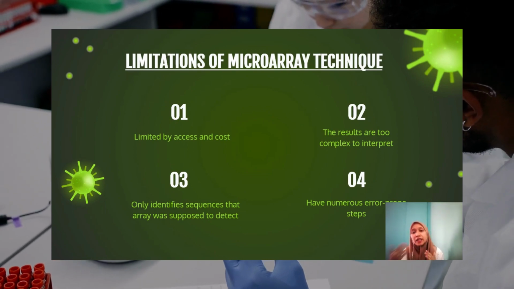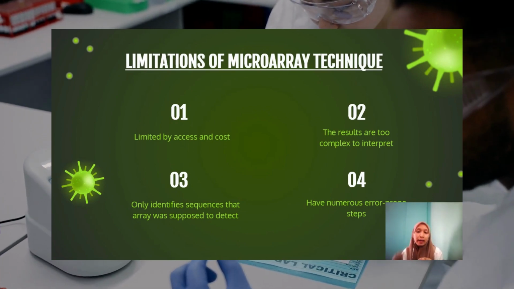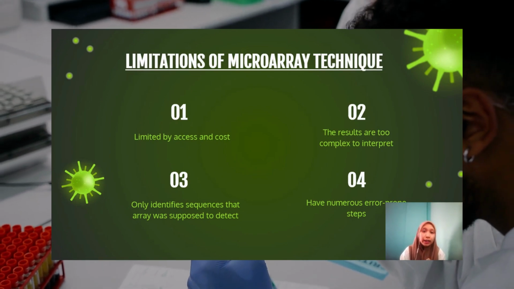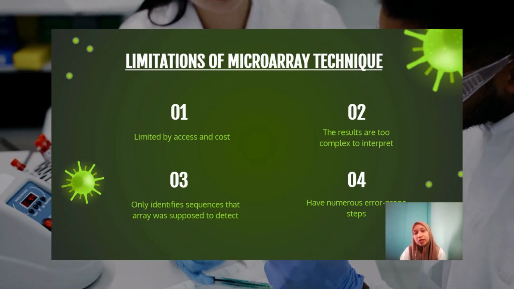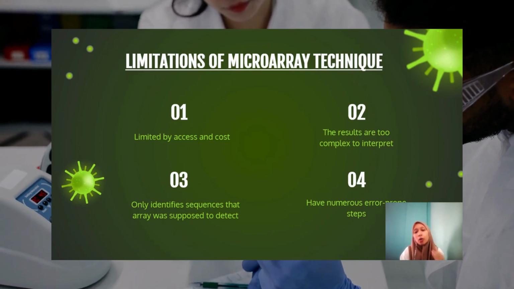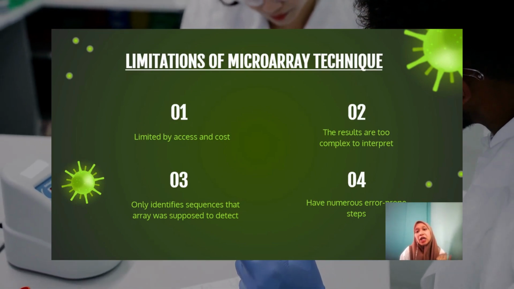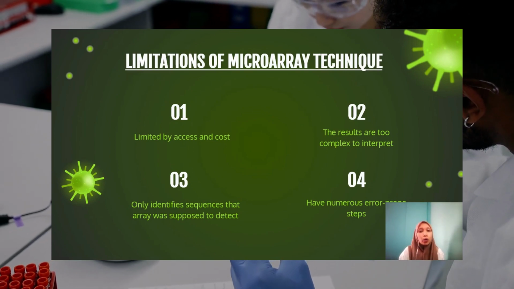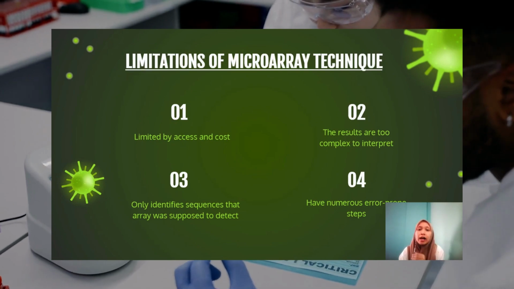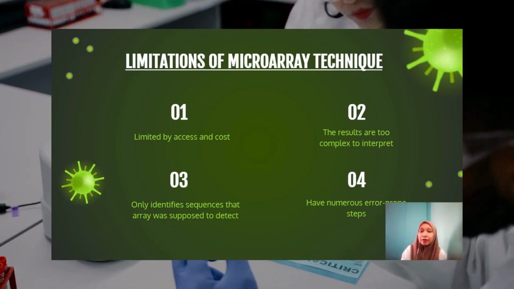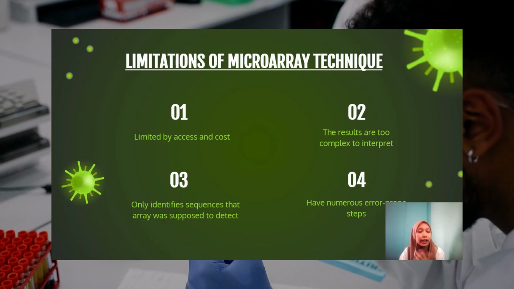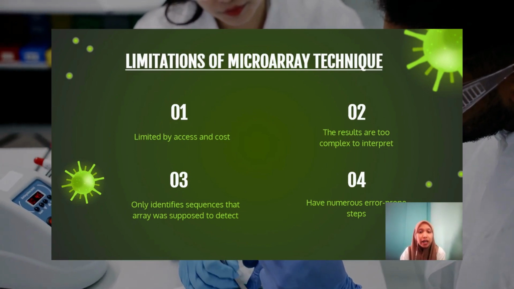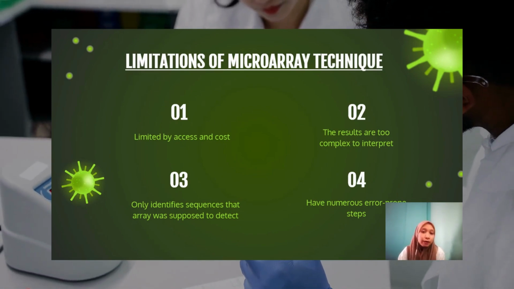Other than that, the results of microarray are often too complex to interpret. This is because the data collected will be huge and need a lot of time to analyze. Next, a disadvantage of this microarray technique is that it only identifies sequences that the array was designed to detect. In other words, each microarray can only provide information about the genes that are included on the array. If the hybridization solution contains RNA or DNA species for which there is no complementary sequence on the array, these species will not be recognized.